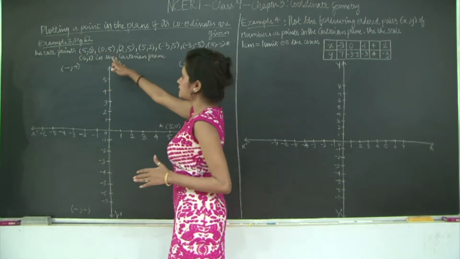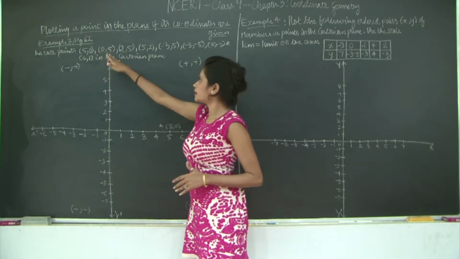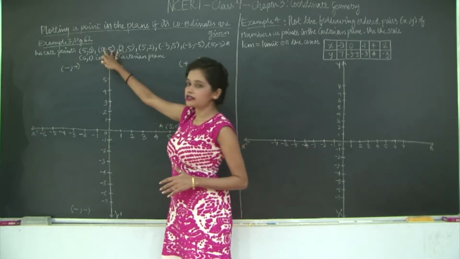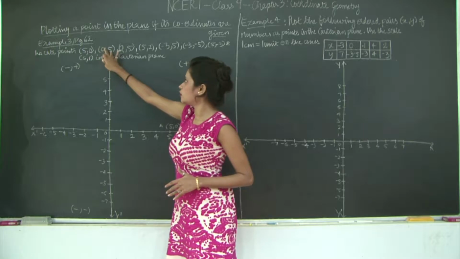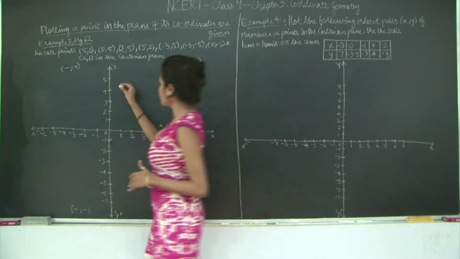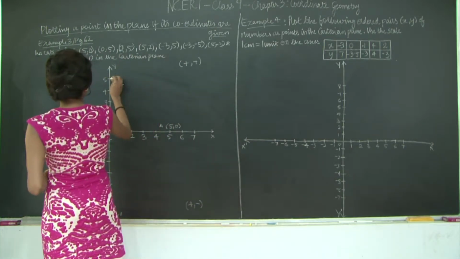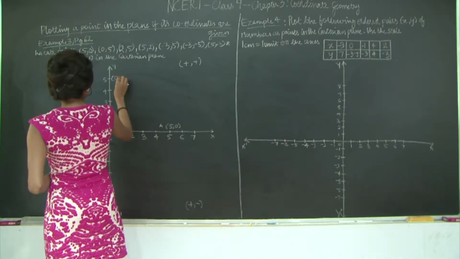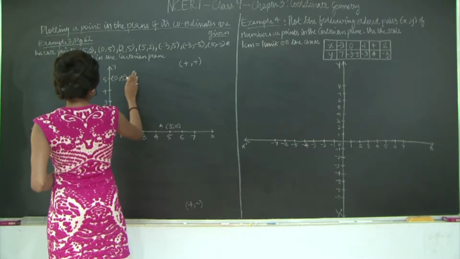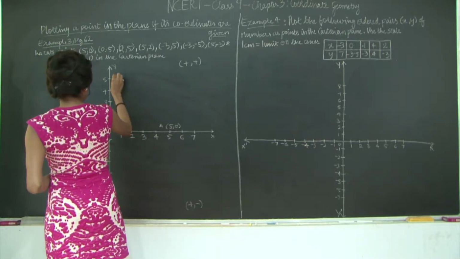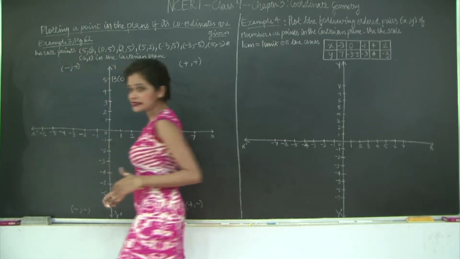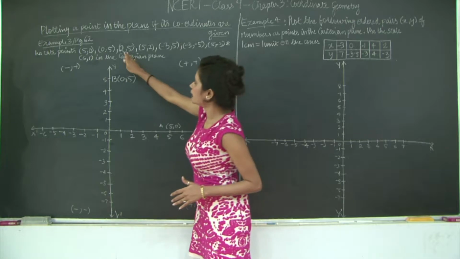Let us take a look at the second one, (0, 5). The x coordinate is 0, which means that the point lies on the y axis. This is positive 5, so on the y axis positive 5 will be (0, 5), and I'll call this point B. I'll write this as B (0, 5). Simple. Let's proceed.